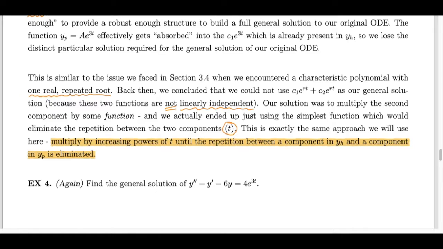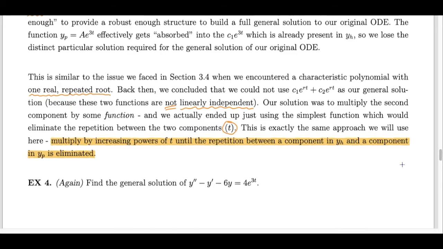Specifically, we will multiply by t or increasing powers of t as necessary. So maybe t isn't sufficient, so we need to multiply by t squared. If that's not sufficient, we need to multiply by t cubed. So we need to multiply by increasing powers of t until the repetition between a component in y sub h and a component in y sub p is eliminated. With this strategy in mind, let's try example 4 again.